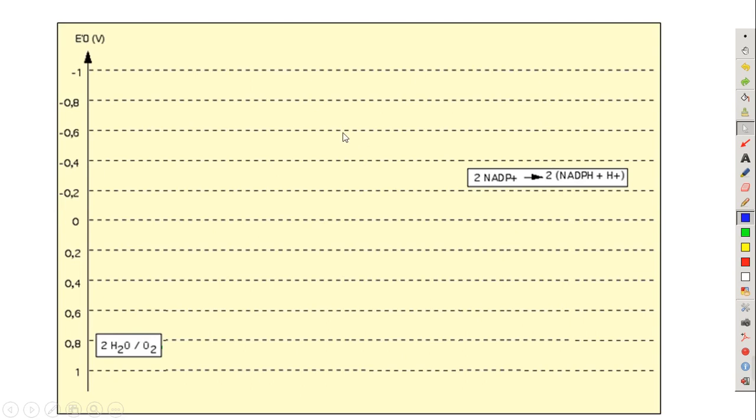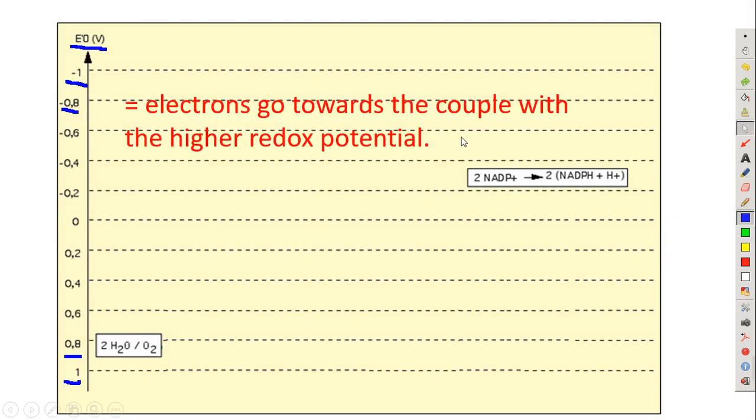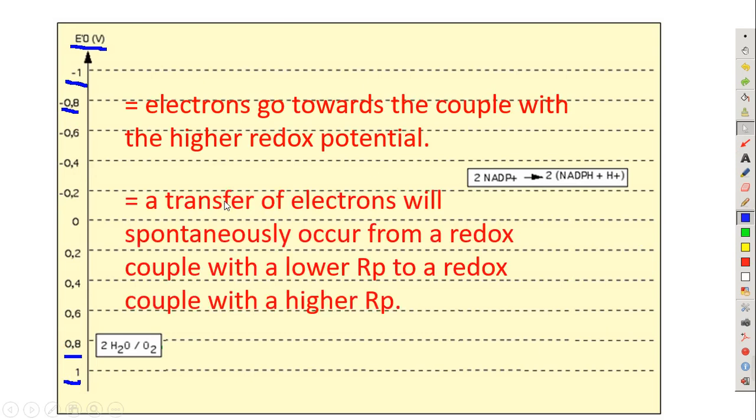Okay, so you probably recognize the axis of the Z scheme. What we have here, E0, is the redox potential. So these are lower redox potentials and these are higher redox potentials. Do you remember what we said? The rule is the following: electrons go towards the couple with the higher redox potential. In other words, a transfer of electrons will spontaneously occur from a redox couple with a lower RP to a redox couple with a higher RP.